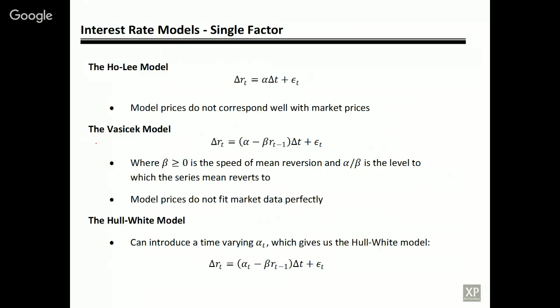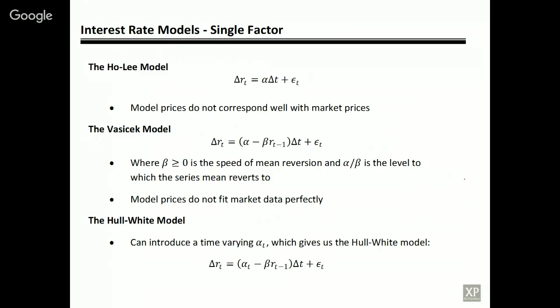The Vasicek model incorporates mean reversion into the equation. So we get the change in R is equal to alpha minus beta R t minus 1 delta t plus epsilon t. Now the speed of mean reversion, you'll want to memorize this. They can often give you an equation for a Vasicek model and then ask you what is the speed of mean reversion. And all you'll need to do is the speed of mean reversion is just alpha over beta. Now again, model prices do not fit market data perfectly with this model.